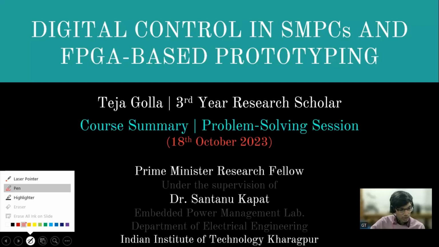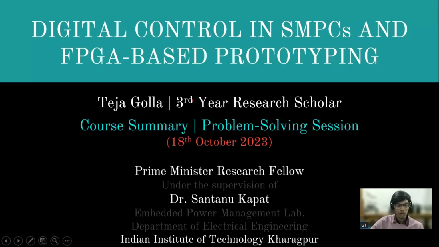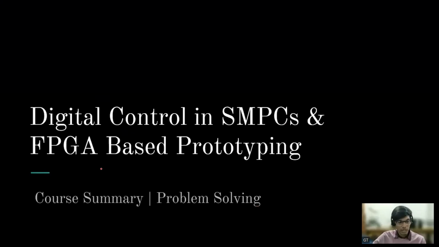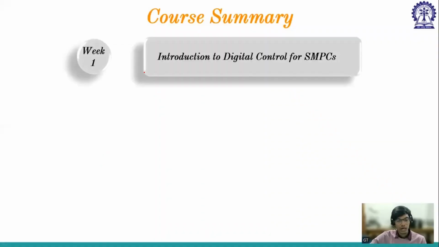Thank you. So we have completed 12 weeks, which means 12 problem-solving sessions, one for each week of this course, and this will be an additional 1 hour session where we'll summarize what we have discussed throughout these 12 sessions, and if time permits, we can solve a few problems at the end. This course is about digital control in switch mode power converters and FPGA-based prototyping. So the course summary is as follows.